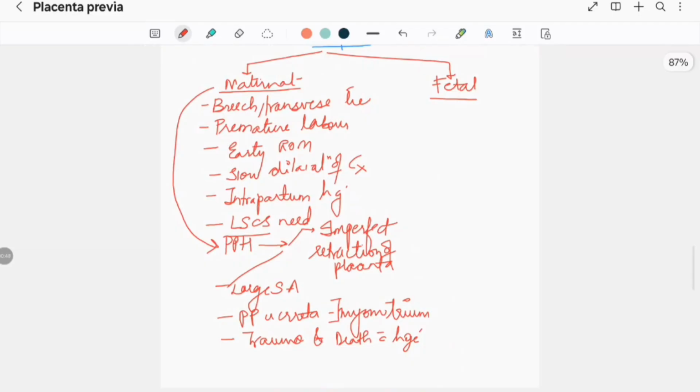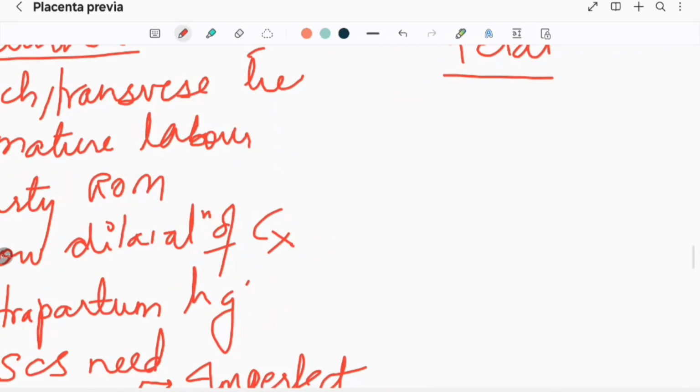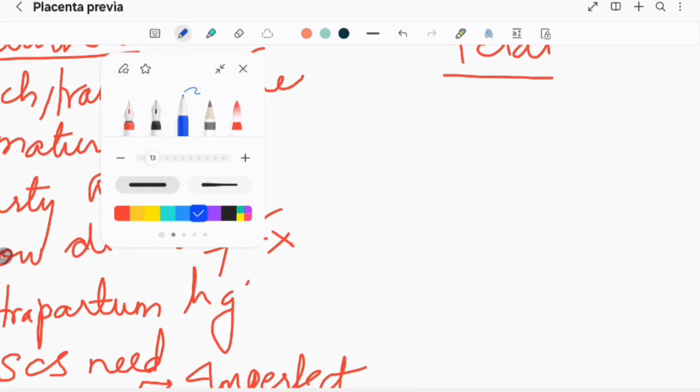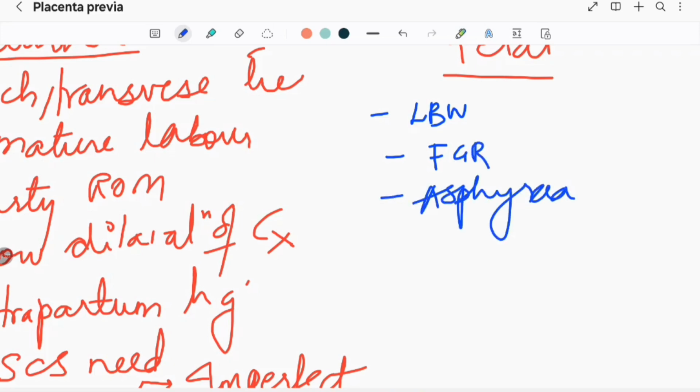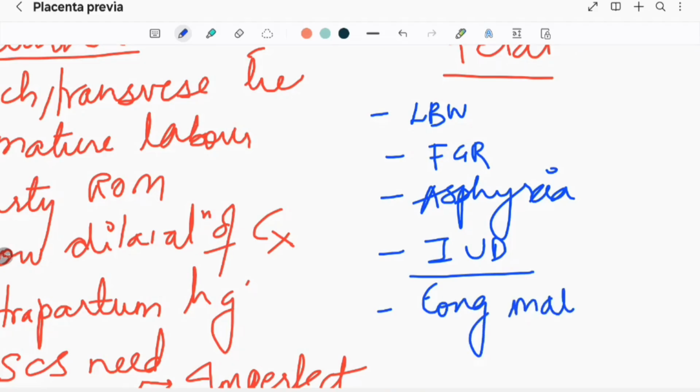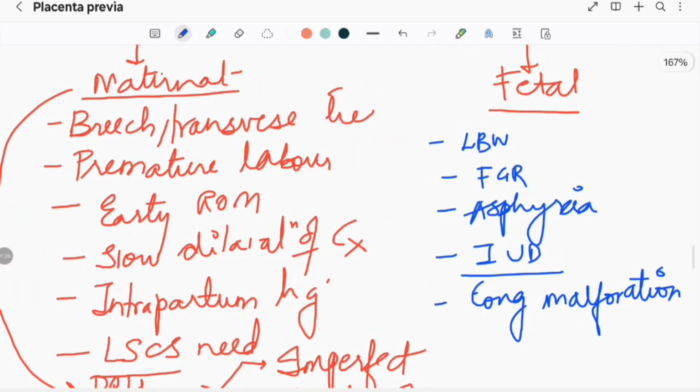Then we also have fetal complications, that is low birth weight babies can be seen. Fetal growth restriction, asphyxia, intrauterine death, and birth injuries are common during operative interference. Then congenital malformations can also be present, and during puerperium there can be sepsis, subinvolution, and embolism. Then we have the prognosis.